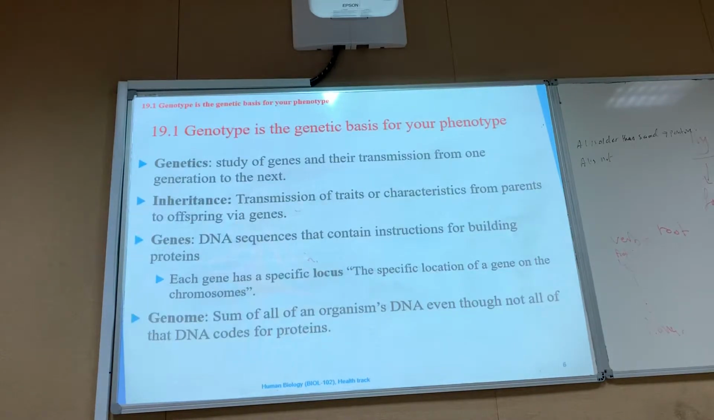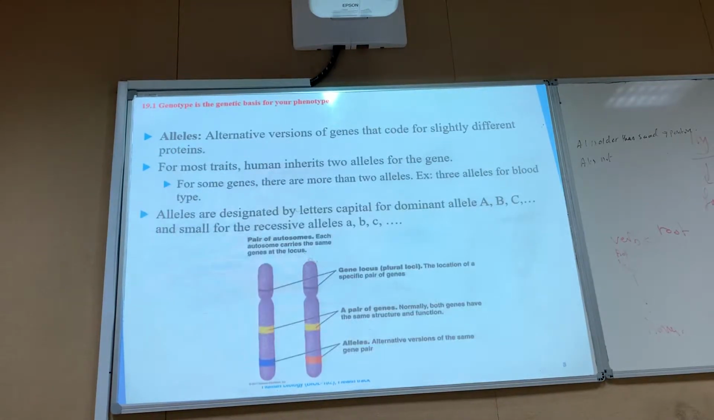Doctor, he wrote here each autosome carries the same gene as the other. But the right one is red and the left one is blue. Is it just color or does it mean something? Well, these are alternative versions of the same gene, from mother and father, okay? Alternative versions. So for example, you have the version for unattached earlobes. He has the version for attached earlobes, the same gene, okay?